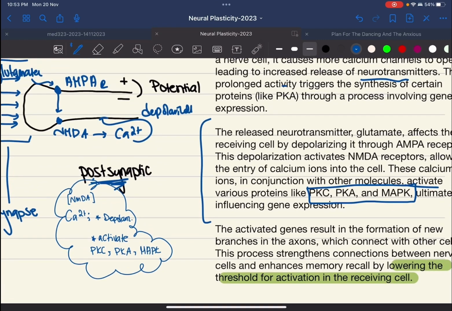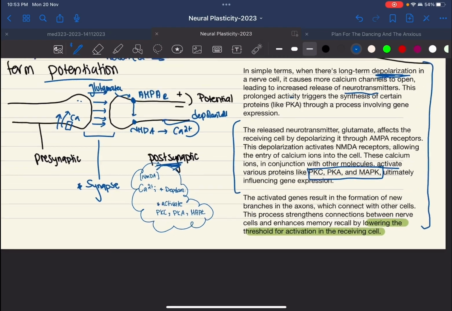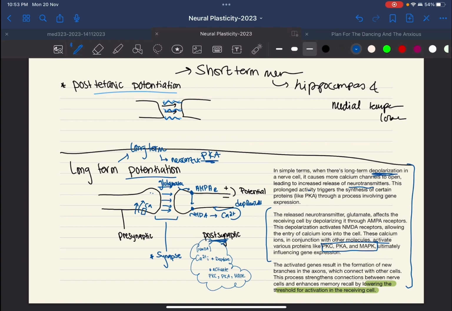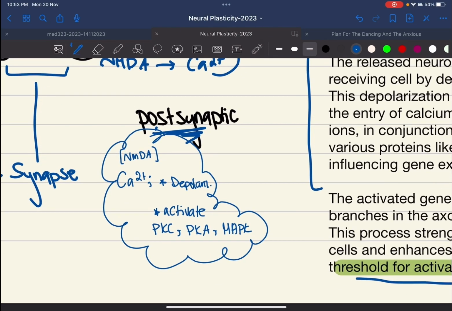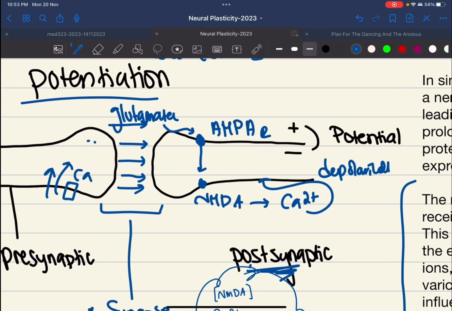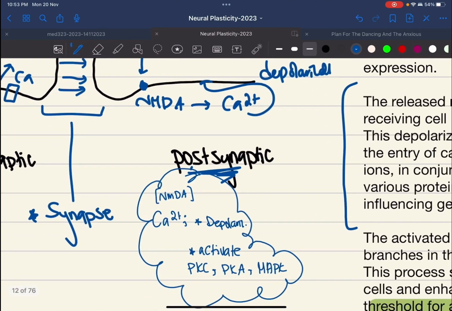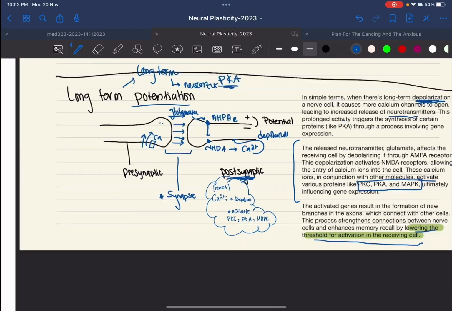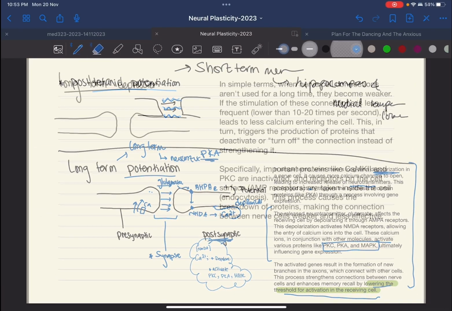And what these do is that they, again, help strengthen the connections between the cells even more, which enhances memory by lowering the threshold for activation in the new receiving cell. So the activation of PKC, PKA, and MAPK lowers the threshold. They lower the amount of energy that is needed for this postsynaptic cell in order for the action potential to follow through, basically. So making it easier for you to recall that memory.